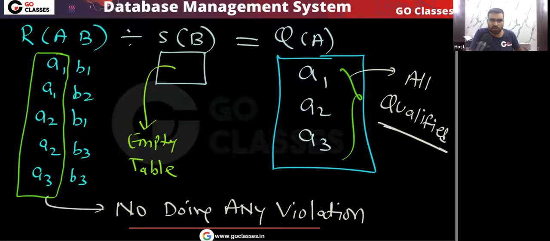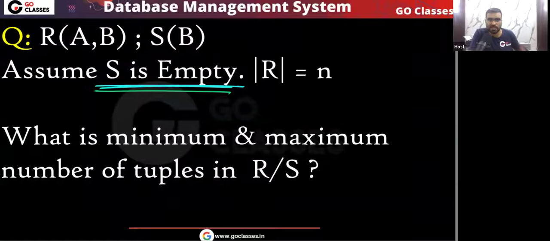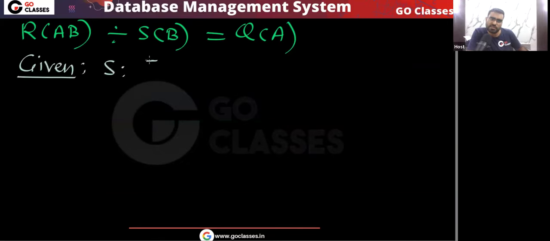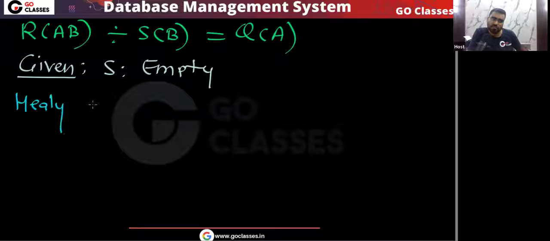You can also see it this way, if you want to see S is empty. If you have R which has AB divided by S which has B, you know the result. The result will be A. Now, S is empty, this is given. Now you can use the Hell equation, if you remember.